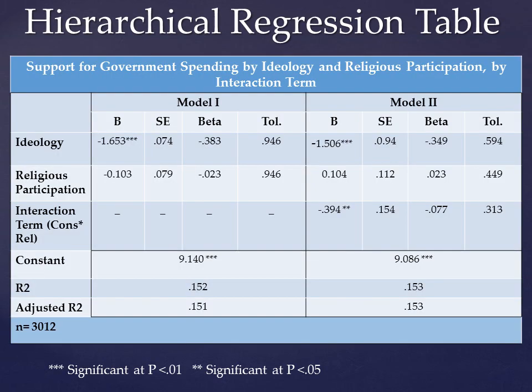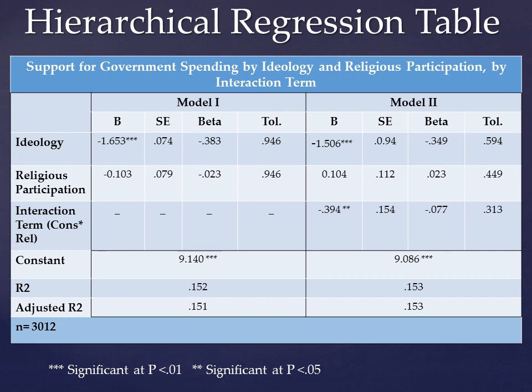The first block of the regression analysis shows the additive effects of ideology and religious participation on support for public spending. The adjusted R-square indicates that the independent variables explain 50% total variation in support for government spending. Ideology is statistically significant, but religious participation is not. The tolerance level for both IVs is above 0.9, so there's no problem of collinearity.